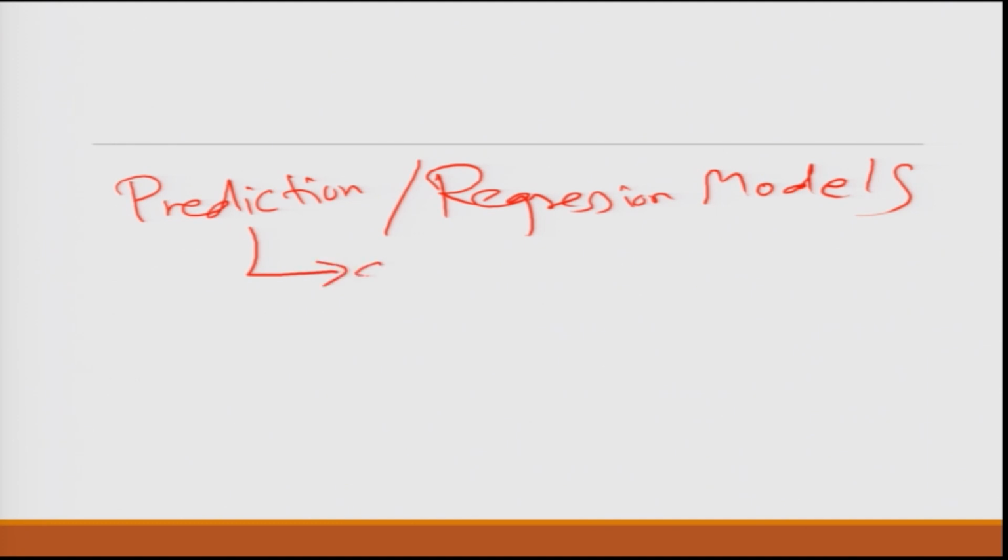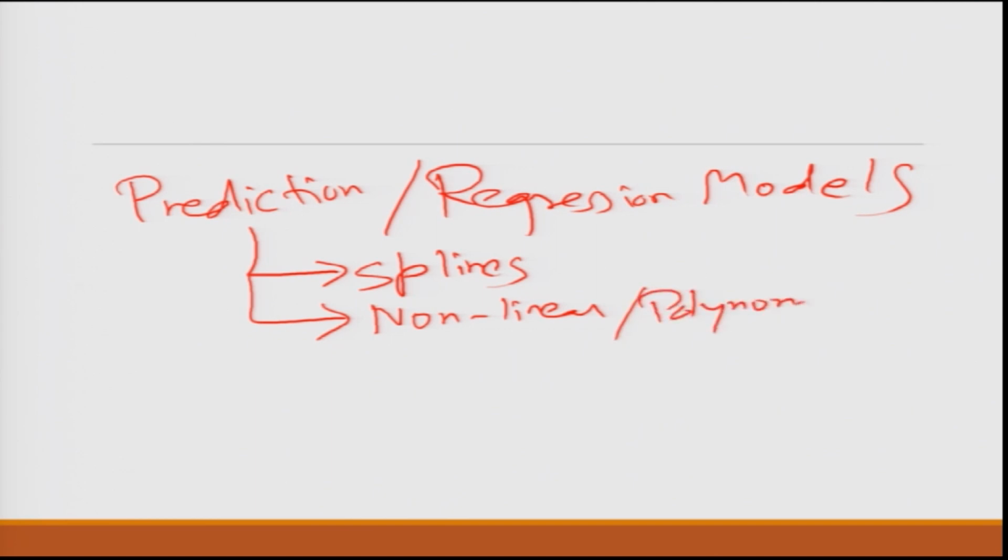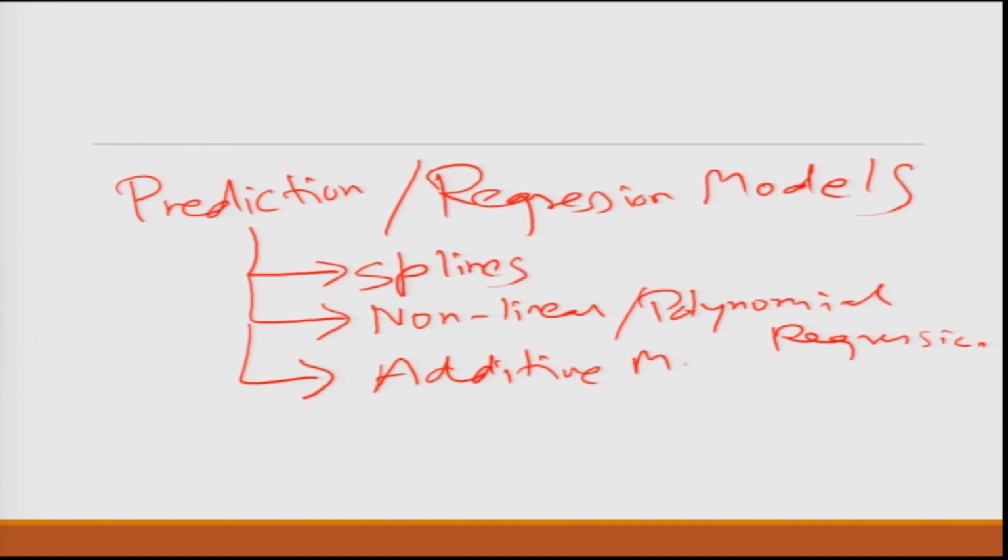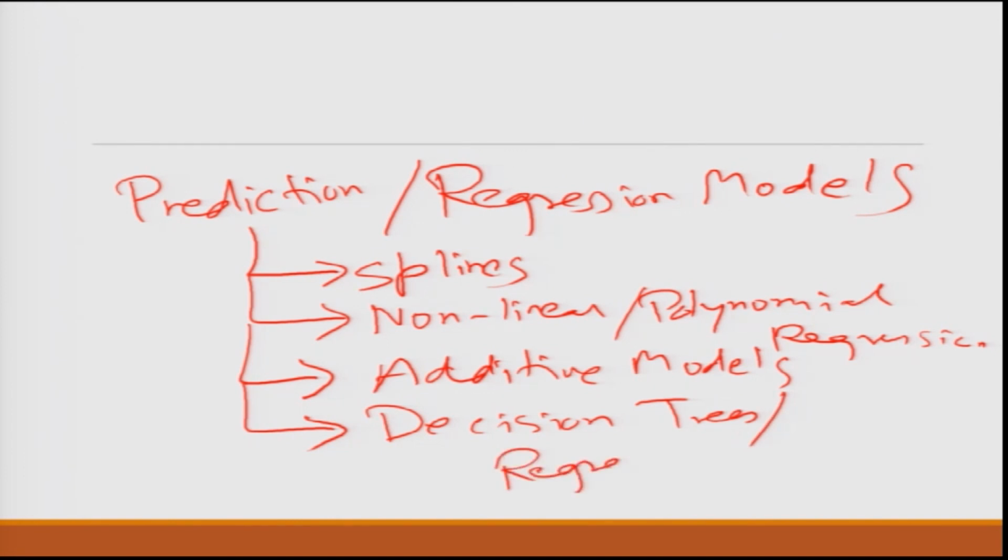Some of the more complex models are splines. You can make non-linear or polynomial regression. So, basically instead of just the linear terms, you have even x square, x cube terms. Then there is a whole family of tools called additive models, and then you even have decision trees, also called regression trees. So, these are different kinds of models, some are more sophisticated, some are less sophisticated.